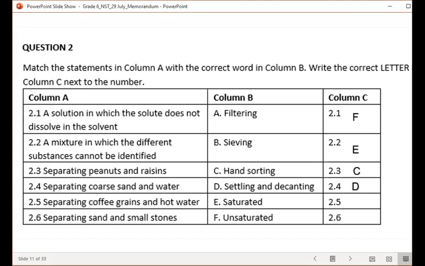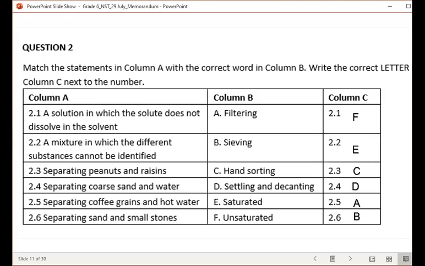Then question 2.5. Separating coffee grains and hot water. B, B, B, B. Ooh, okay, there's an A. I don't know who typed an A. All right, yes guys, it is A, filtering. And then separating sand and small stones. It is obvious. Last one standing is B.